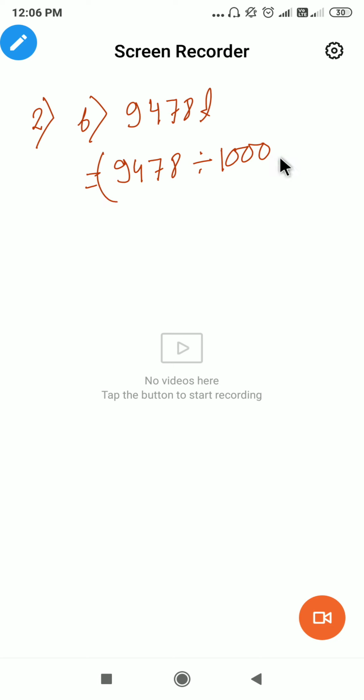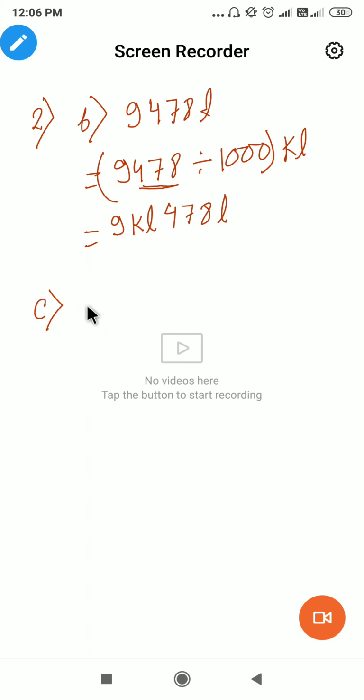This is converted to kiloliter. And look at one thing here. How many zeros are there? 3 zeros. That means you have to hide 3 numbers from the end. Now what are you looking at? You are looking at 9 left in the left hand portion. So this is 9 kiloliter and the hidden number is 478. So this much liter. Understood?